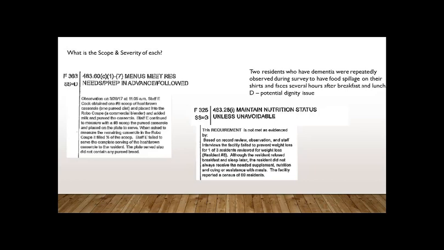And then that other one at the top, where 2 residents with dementia were regularly observed during survey to have food spillage on their shirts and faces several hours after breakfast and lunch. This is a dignity tag, and this could come in dining because it was in the dining room, and it could also come with environment, or with nursing. But it was cited for a D because of a potential dignity issue.